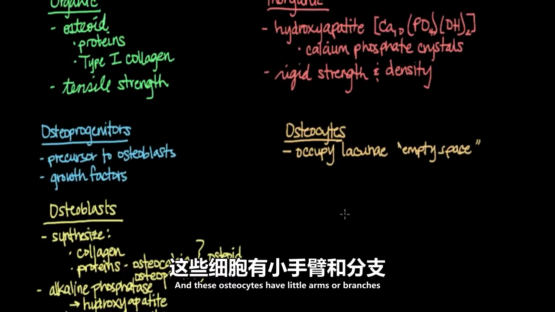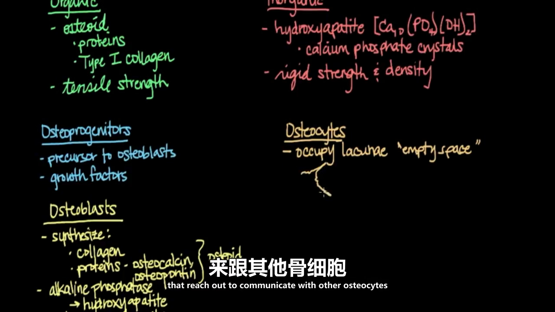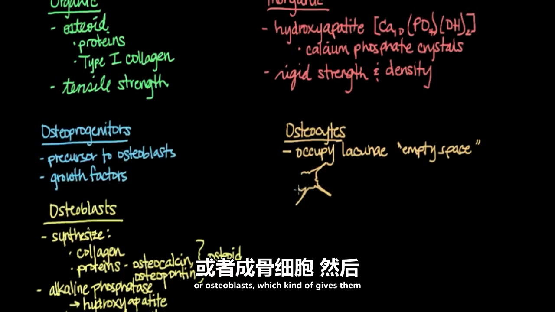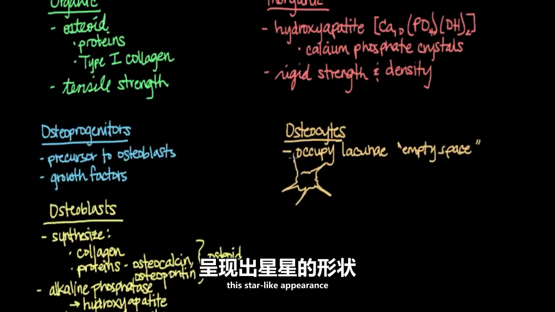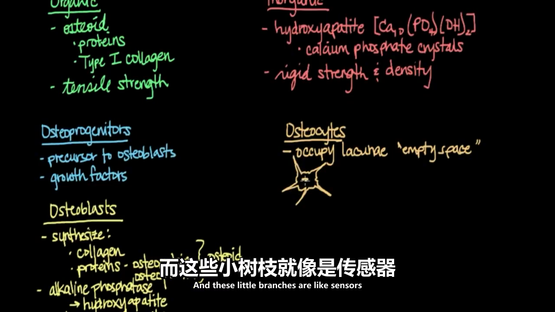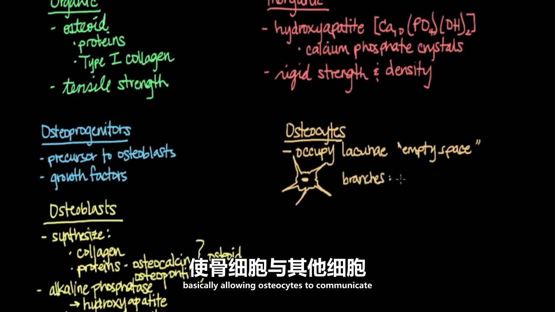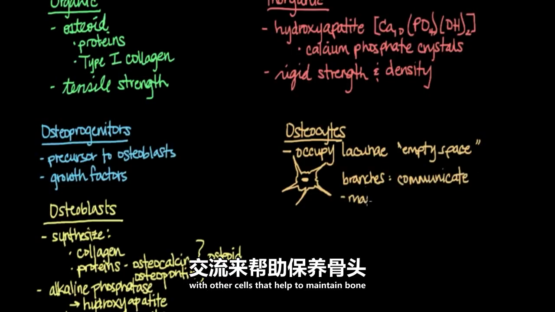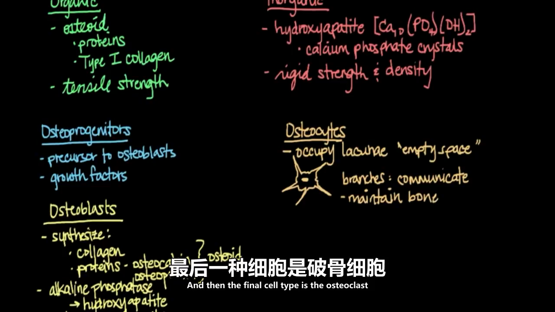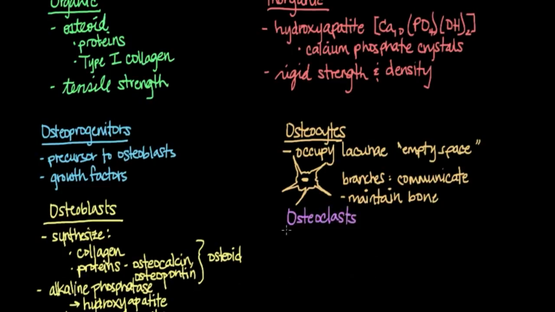And these osteocytes have little arms or branches that reach out to communicate with other osteocytes or osteoblasts, which kind of gives them this star-like appearance. And these little branches are like sensors that pick up new information, send out signals, basically allowing osteocytes to communicate with other cells that help to maintain bone. And then the final cell type is the osteoclasts.